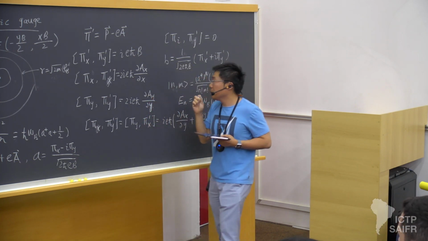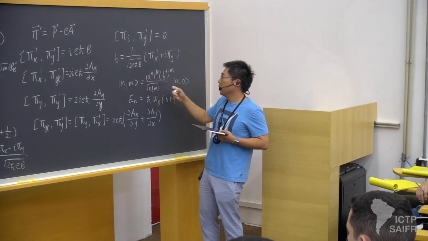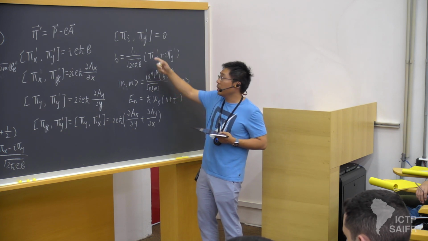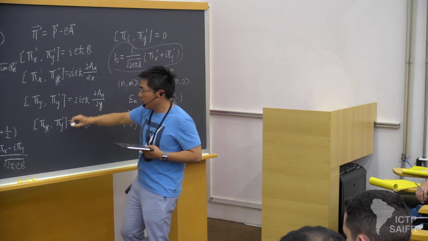And operationally, those states can really just be created by a dagger and b dagger, defined as here and here.